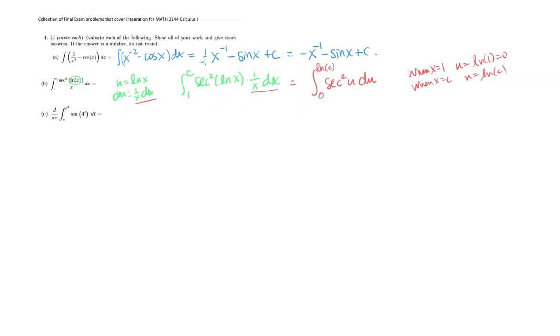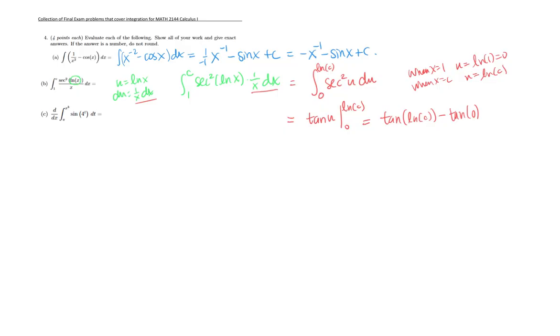And remember, natural log of c is just a number, okay? So we can just plug it in. An antiderivative of secant squared is tangent of u from 0 to natural log of c. So if I plug that in, I'll get tangent of natural log of c minus tangent of 0. And if you plug that into your calculator, you'll see that tangent of 0 is just equal to 0.